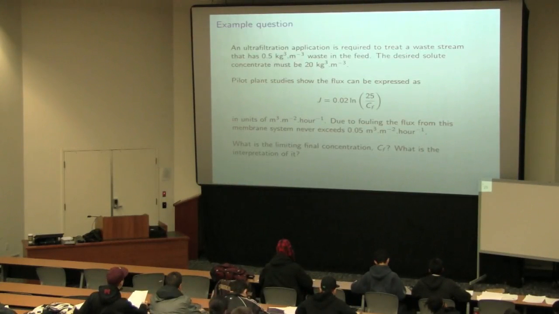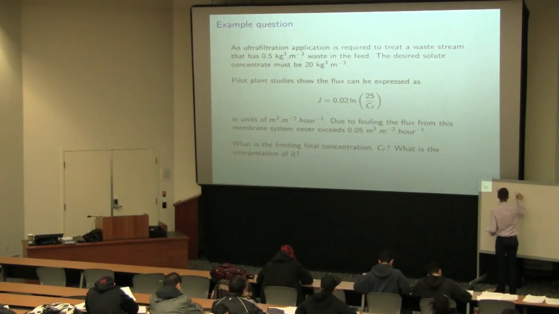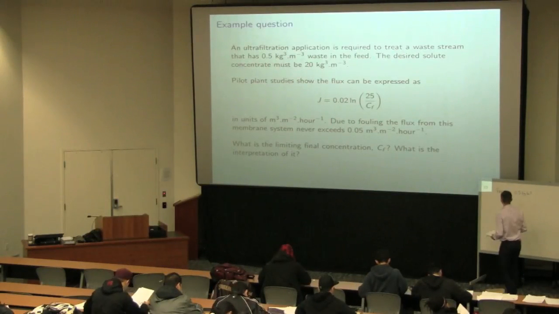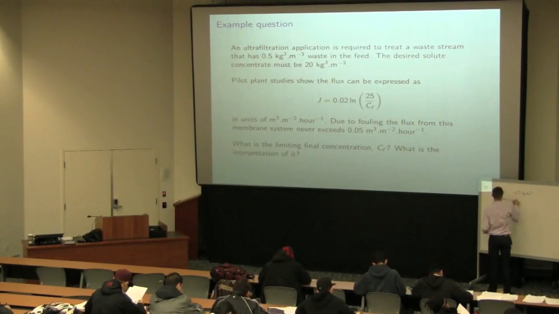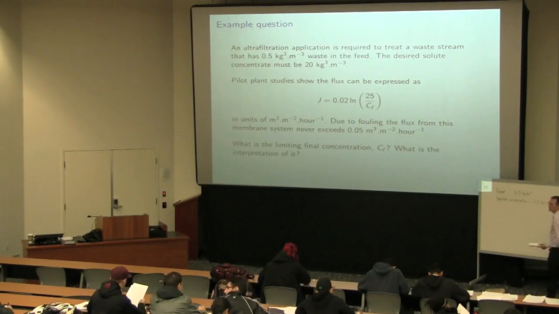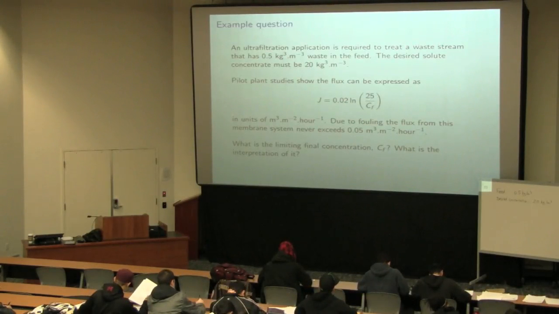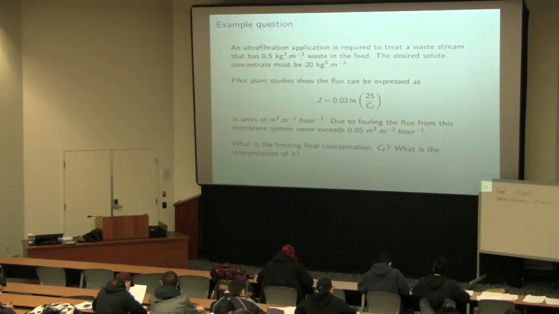Mistake at that. It's not kilograms cubed, it's kilograms per meter cubed. So if you've calculated the limiting flux, the interpretation that I'm asking here is, what does that value mean? What if you had that limiting concentration? What if you had a concentration higher than that or lower than that? Where does this limit come from? Where would we get up into this limit?